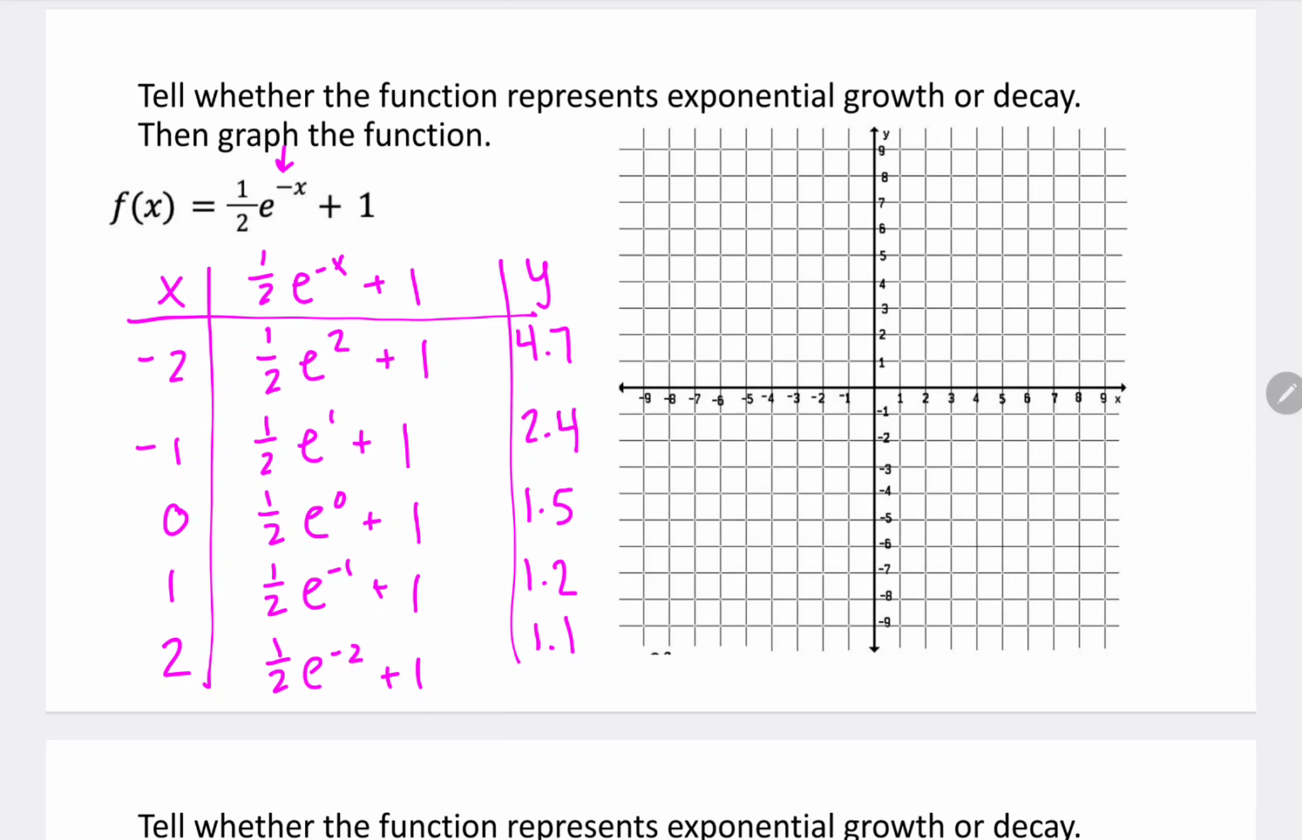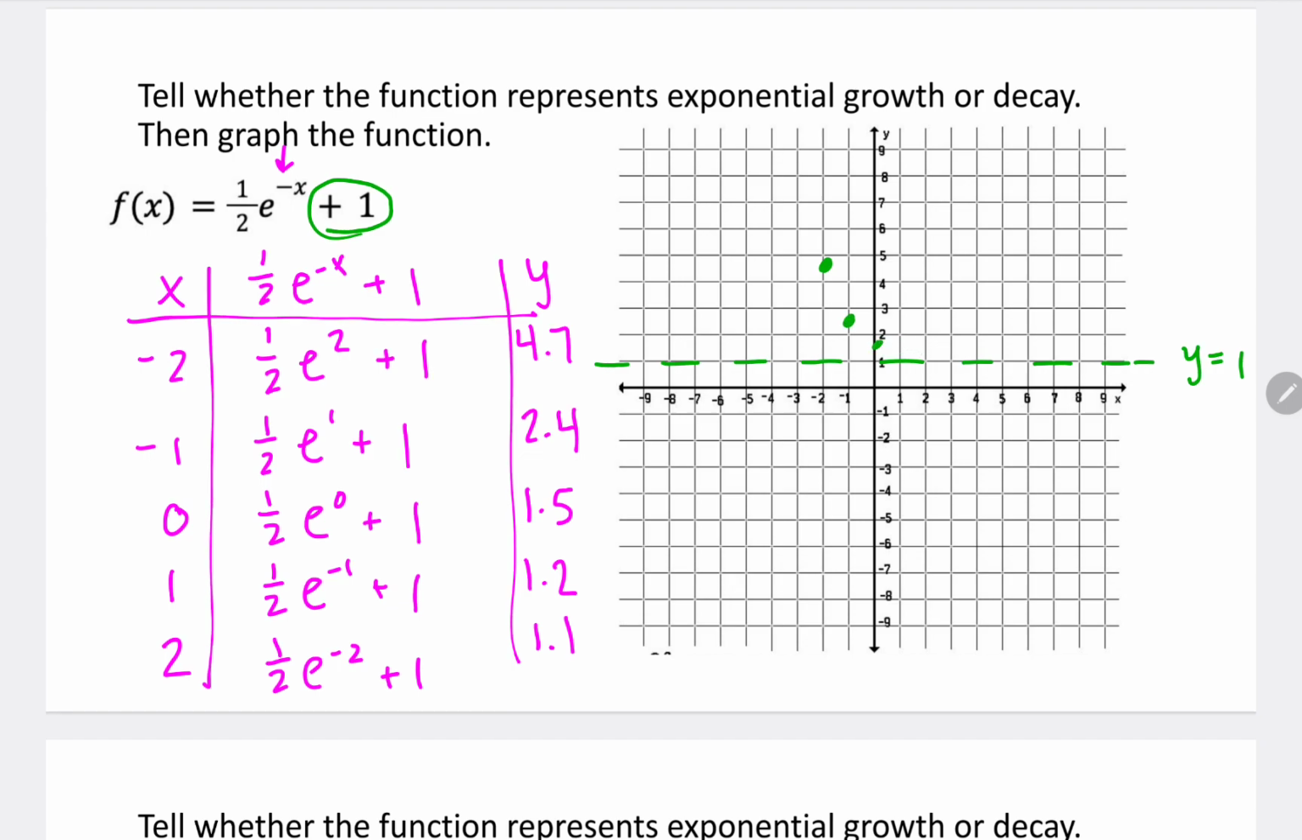And I forgot to mention on this one, because we are moving up 1 this time, my asymptote that is normally on the x-axis, or at y equals 0, is going to be at y equals 1. Everything got shifted up 1. So then when I go to graph these, remember it's going to be exponential decay. It's going to go down from left to right. And the numbers are going to get closer and closer to 1.